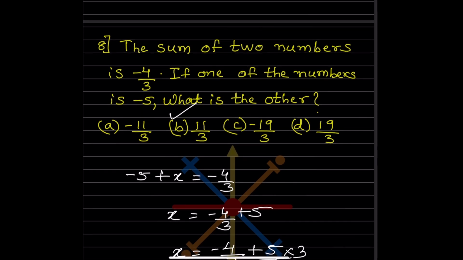Now here the sum of two numbers is minus 4 by 3. One of the numbers is minus 5. What is the other? So now see here, this is given as the sum. In the previous one, we have seen that it was the product. So now wherever the sum is given, you have to add. So we know one number is given as minus 5, and the other number we are going to consider as x, and the sum is minus 4 by 3, means is equal to. So this is now the easy part. So this minus 5 becomes plus 5.